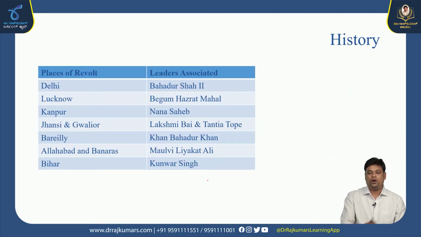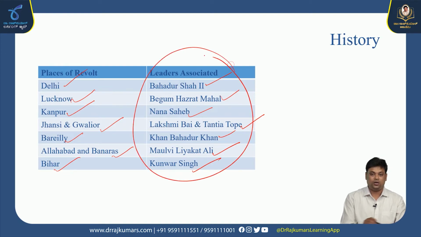Now, where are the places in India where the revolt got started? Delhi, with the leader Bahadur Shah Zafar II from the Mughal Empire. Lucknow, Begum Hazrat Mahal. Kanpur, Nana Sahib. Jhansi and Gwalior, Rani Lakshmibai and Tantia Tope. Bareilly, Khan Bahadur Khan. Allahabad and Benares, Maulvi Liaquat Ali. Bihar, Kunwar Singh. These are the popular leaders associated with the 1857 revolt.